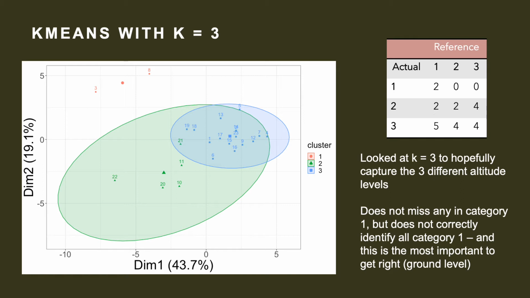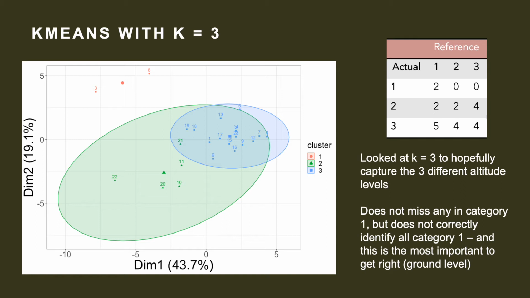So next, I decided to look at k-means, and I decided to start with k equals 3. For obvious reasons, there were 3 different altitude levels, so I wanted to see if we can capture 3 different clusters in the data. As we can see here, we do have one cluster that separates from the other 2, but there's only 2 points in it, which none of the 3 groups I started with only had 2 points. They all had around 7 to 9 points. And then cluster 2 and 3 overlap quite a bit. So not really good results here.